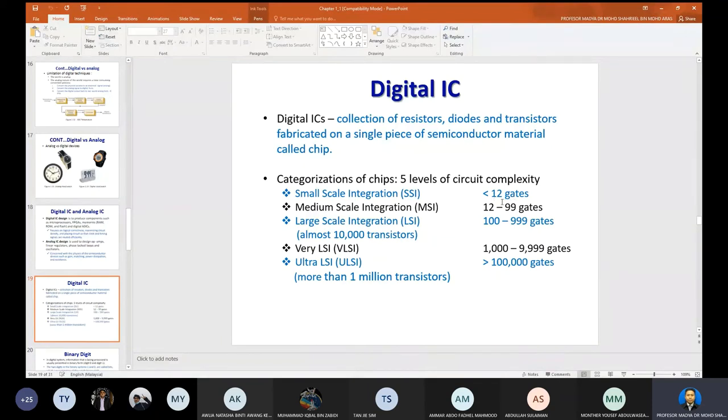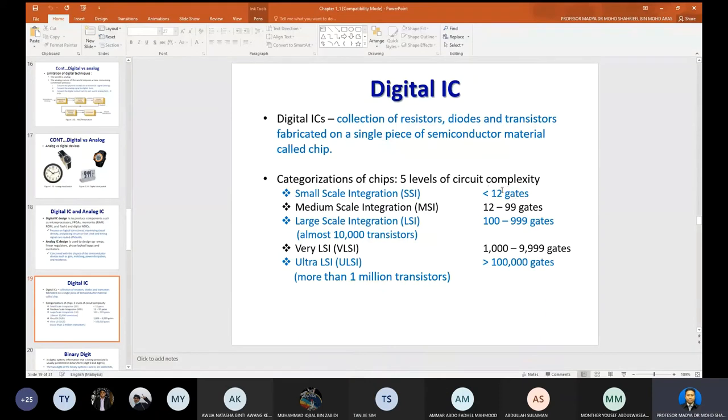Okay, then 12 gates. Large scale integration goes until 999 gates. For example, the gates, I'm not sure, maybe you remember. We have the AND gate, we have the OR gate. I hope you remember these gates. So we have the OR gate, the NAND gate, the NOR gate, and so on, or we have the NOT gate. Okay, that's another example. So this is a combination of the gates.